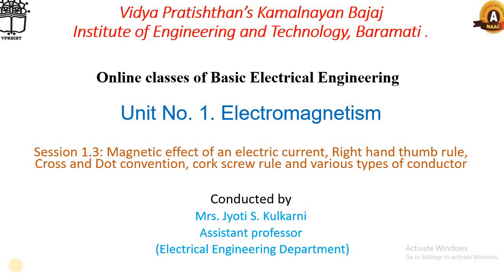Today we will start the next part of unit number 1, electromagnetism. In that we are going to see the magnetic effect of an electric current, then the right hand thumb rule, cross and dot convention, corkscrew rule, and the other types of conductor in magnetic domain and the field which is established in it. So, the first is the magnetic effect of an electric current.